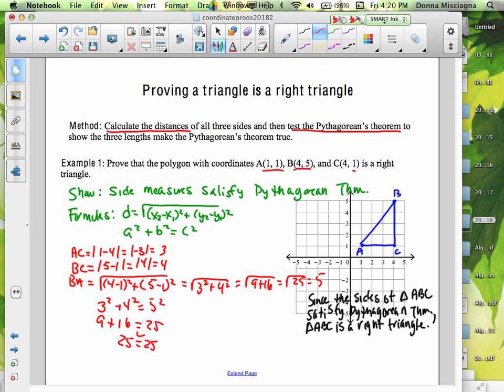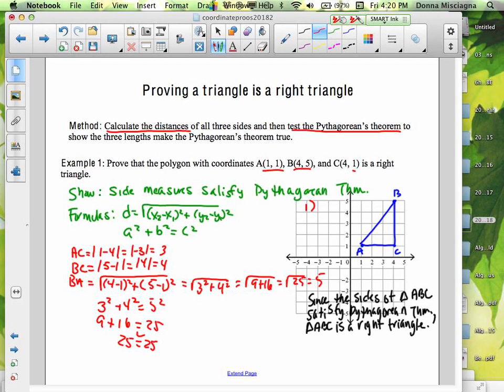All right, so we're going to prove that the polygon with coordinates A at 1, 1, B at 4, 5, and C at 4, 1 is a right triangle. First thing we have to do is always graph our figure. Second thing we're going to do is state what we want to show: the side measures satisfy Pythagorean theorem. The formulas we're going to use are the distance formula and Pythagorean theorem.